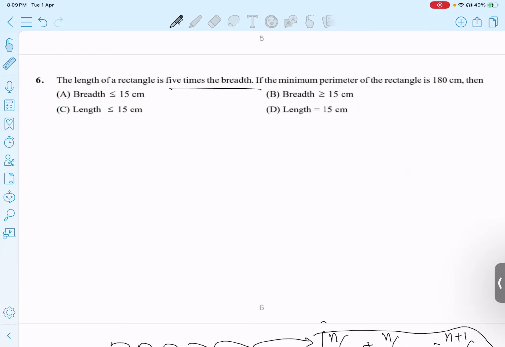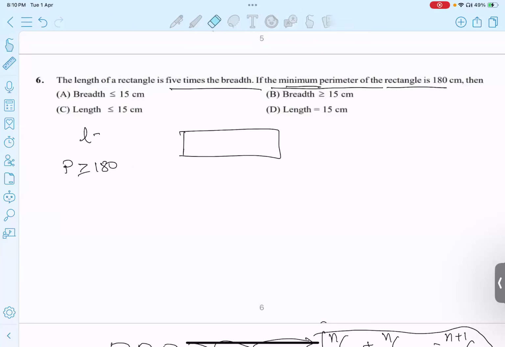Next question. The length of a rectangle is 5 times the breadth. The minimum perimeter of the rectangle is 180. Perimeter is minimum, so I can have greater than that. I can have more than that also. So P is greater than or equal to 180. If this is a rectangle, sorry, this should be 5 times. 5 times the B. This is our length, this is our breadth.